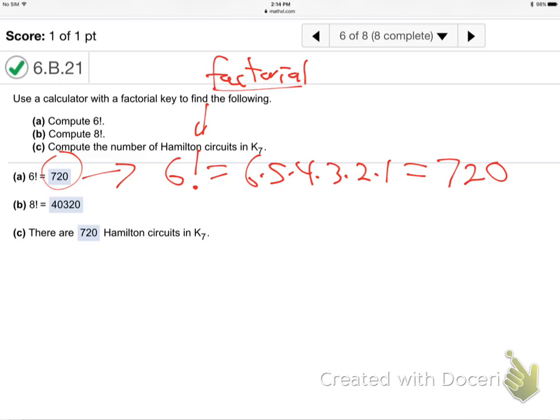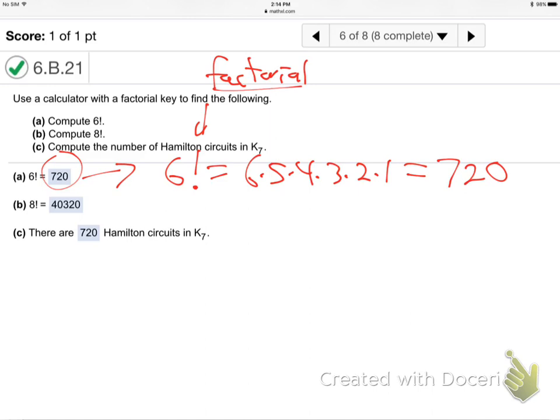I mean, 6 factorial is not that big. It's probably quicker just to do it by hand. And 8 factorial is not big either, but sometimes they will give you like 25 factorial. It might be nice to have that button. Everybody has a different calculator, so there's a couple of those, 3 of them.